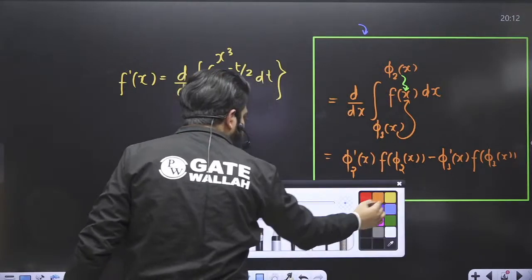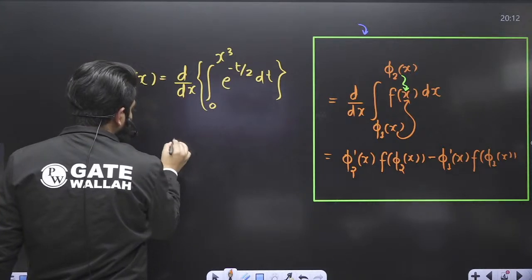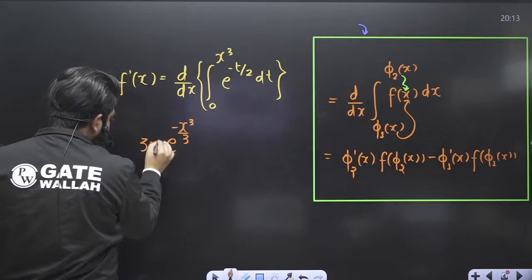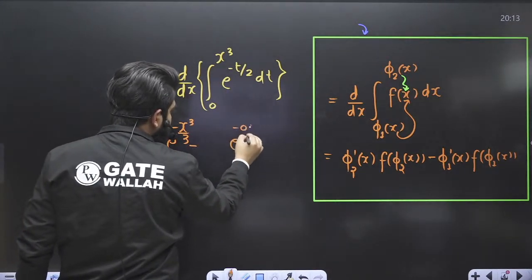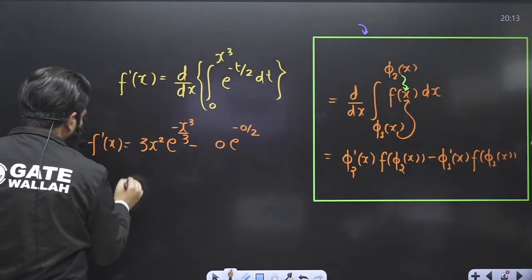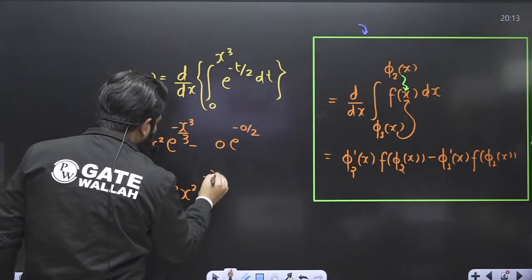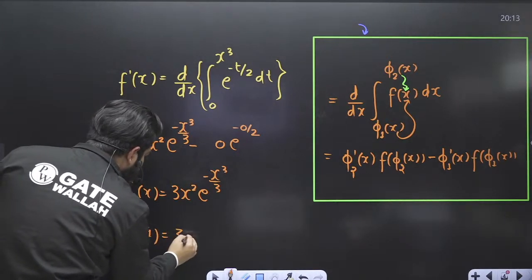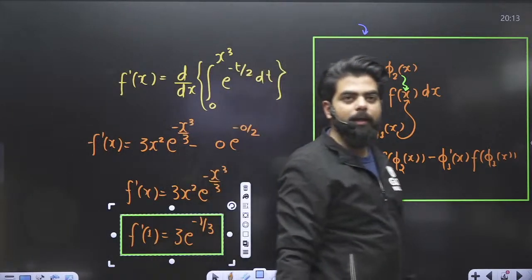Now I'll apply it here also. First of all, this x cube I will put in e to the power minus t by 2. So this will become e to the power minus x cube by 2, and the differentiation of x cube is 3x square, minus, I will put 0 here, so e to the power minus 0 by 2, and the differentiation of 0 is 0. So f dash x is equal to 3x square e to the power minus x cube by 2. I have to put x equal to 1, so this will become 3 e to the power minus 1 by 2. You can solve this and get the numerical value.